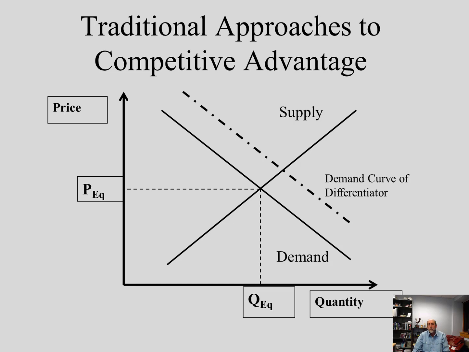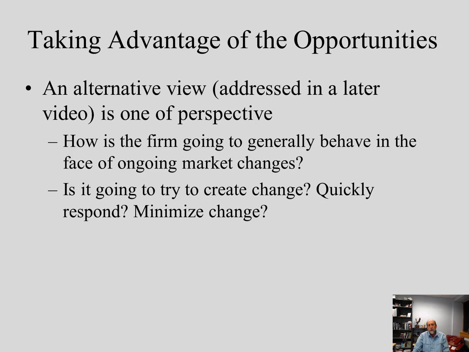Okay, I'm not saying these are wrong. I'm just saying that they don't quite fit with the more dynamic notion because they come out of the traditional views. So, after you're done with the chapter, after you've been through the quiz, I'm going to introduce an alternative. And just to set the stage for it here, this alternative view says, what if we think about perspective rather than just market positioning? That is, how's the firm going to generally behave in the face of ongoing market changes?